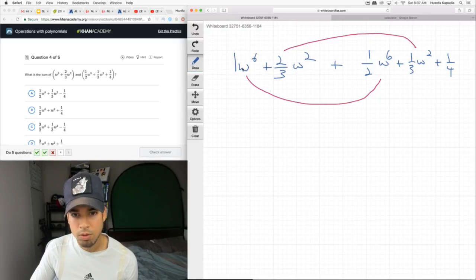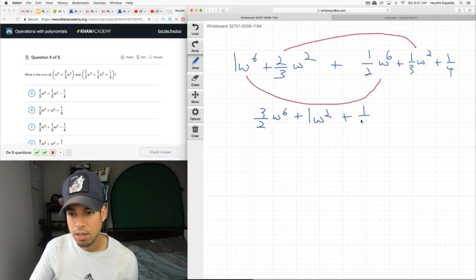this is 1 w to the 6th plus 1/2, which makes it 3 over 2 w to the 6th. Plus 2/3 and 1/3 combined to become 1 w squared. And then we got a 1/4 at the end. So let's see if any of these match up.